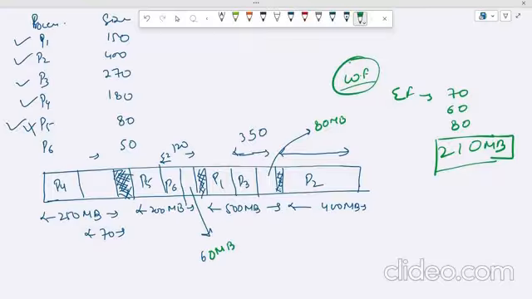So I hope you understand this question, and all the dynamic partitioning concepts: external fragmentation, compaction, the problem of compaction. Okay, so this is all about contiguous memory allocation. If you want to know about non-contiguous memory allocation, then click on the next video.